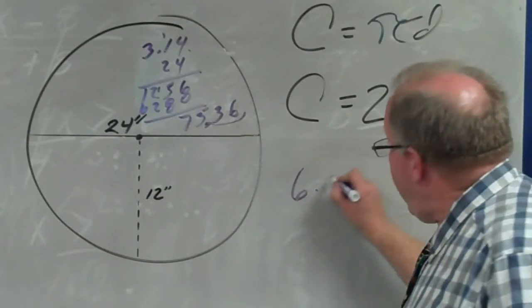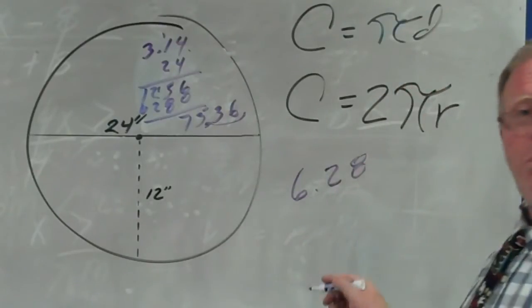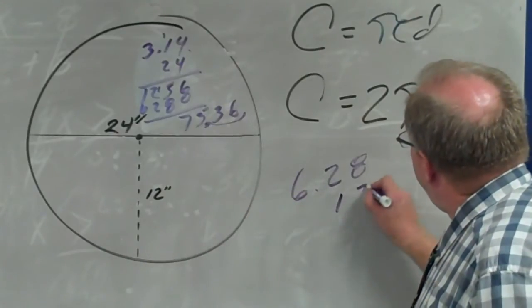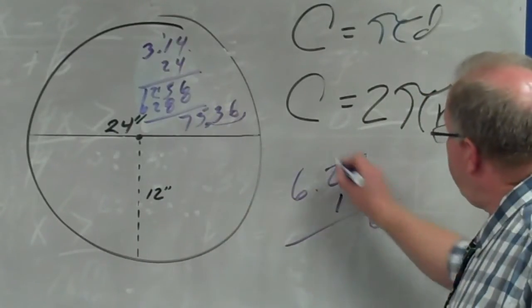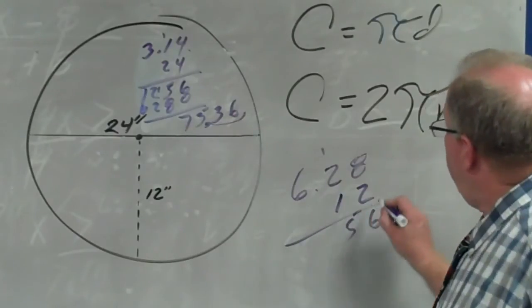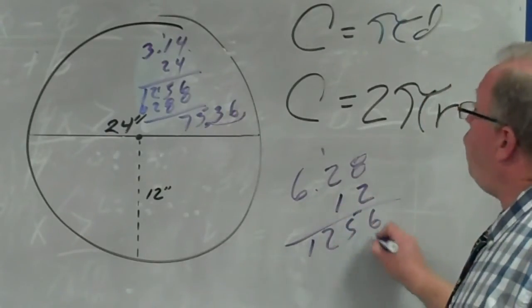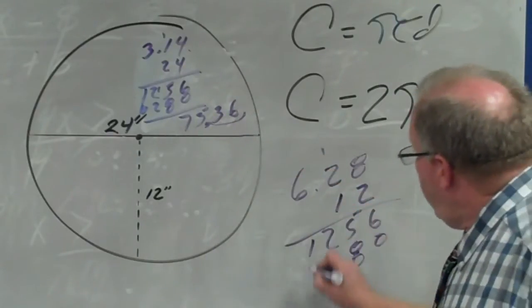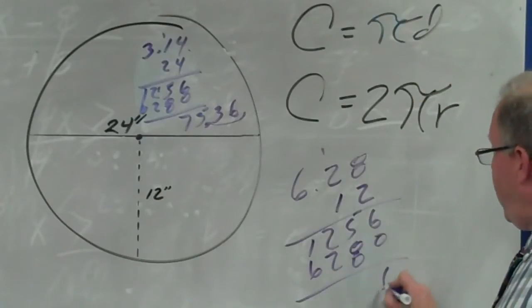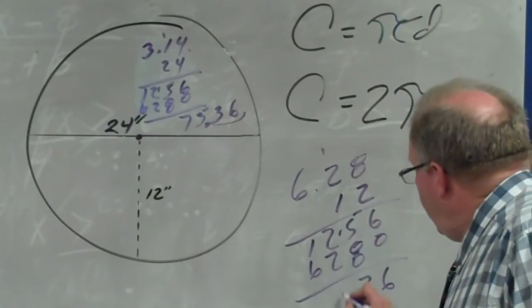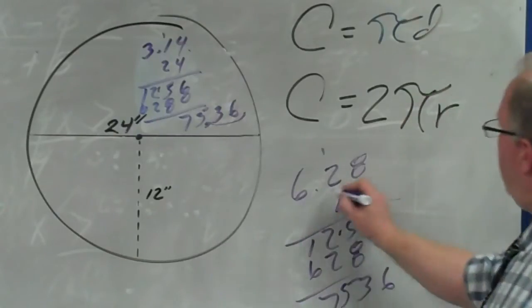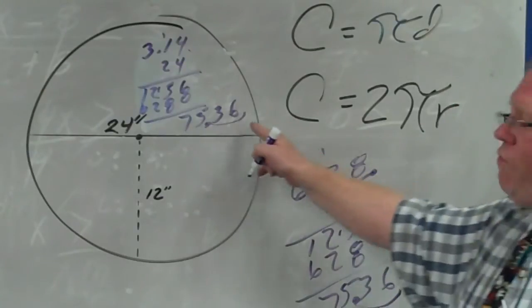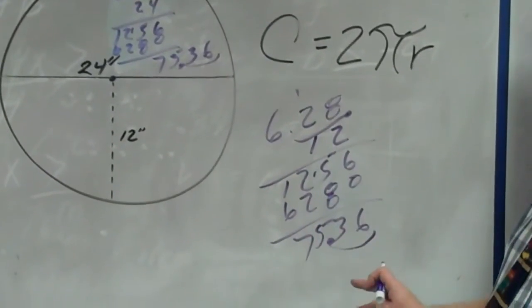Okay. If I was doing it with the radius, I would again use 2 times pi, which comes out to 6.28. Multiply that times the 12. And we have 16 and 4, 5. 2 times 6 is 12. So far it's coming out just right. And we have 8, 2, and 6. Again, we add it together. Move our decimal over and move it back over this way. And we have 75.36. So it works out just right.